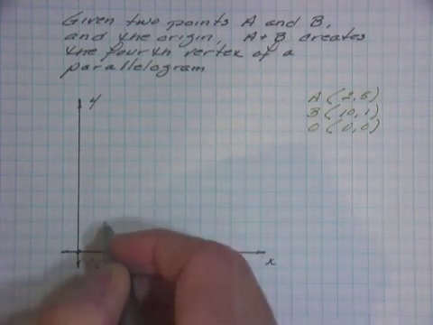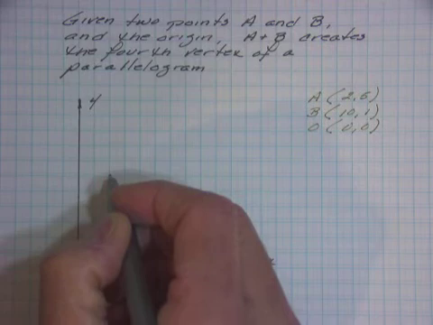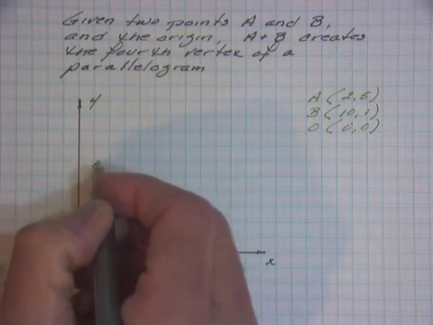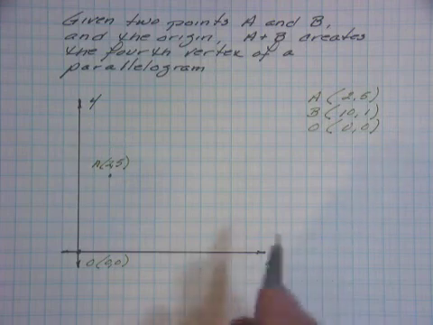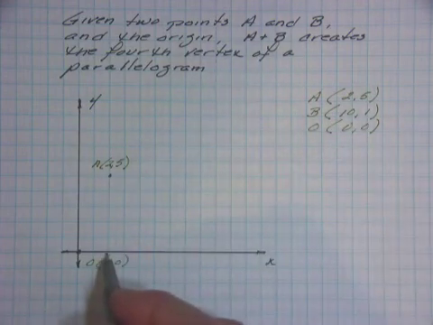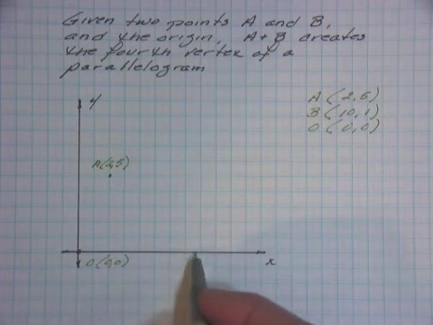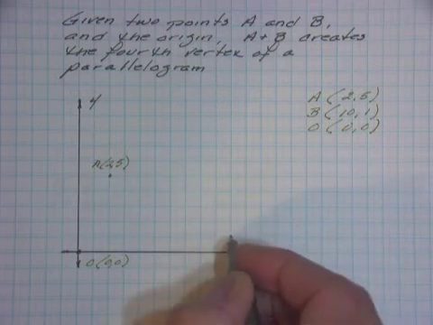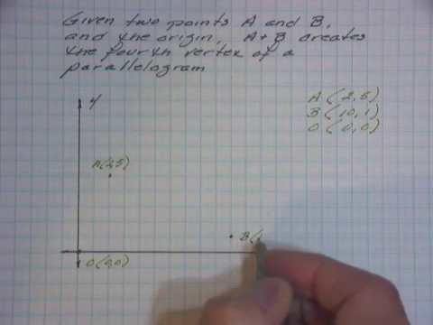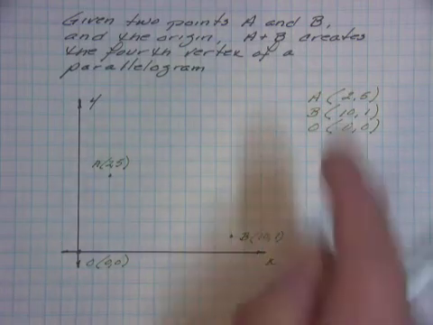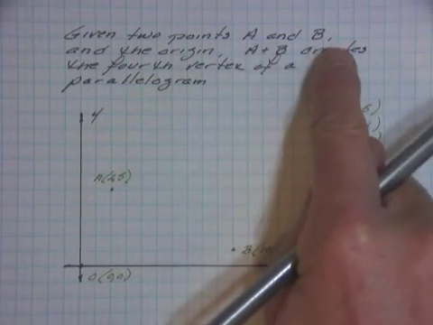Let's go find A. A is at 2, 5, 2, 4, 5. So there's point A at 2, 5. And B is at 10, 1. So 2, 4, 6, 8, 10, 1. So here's point B at 10, 1.